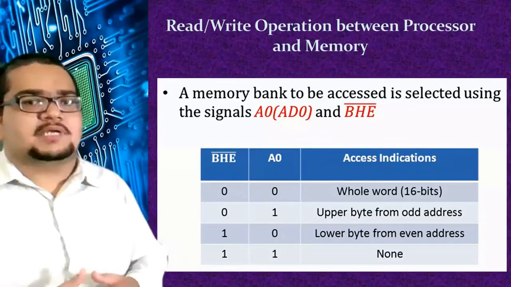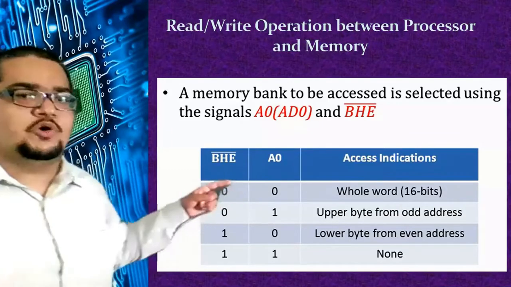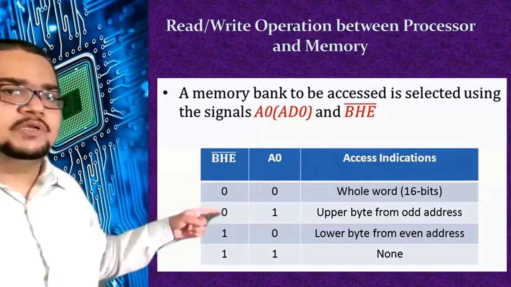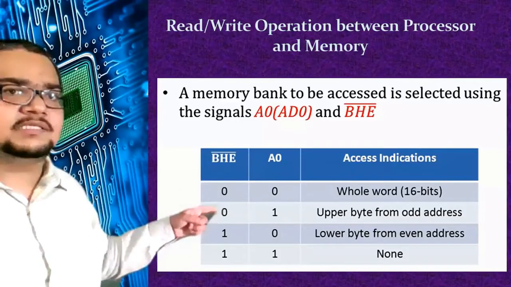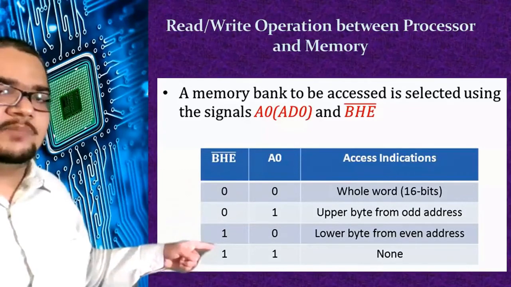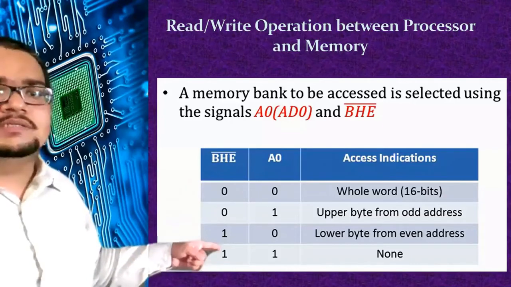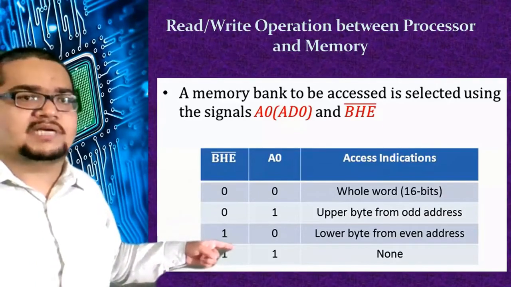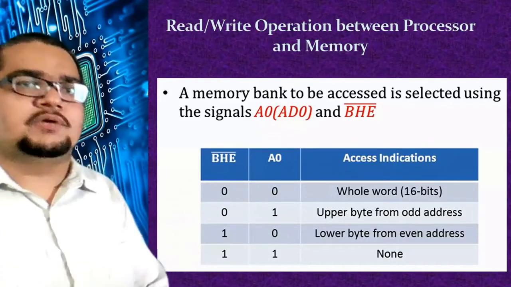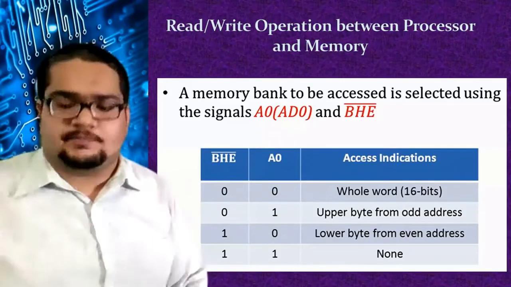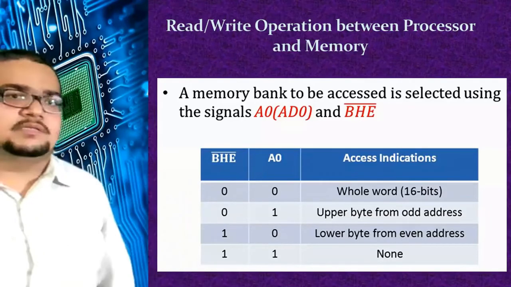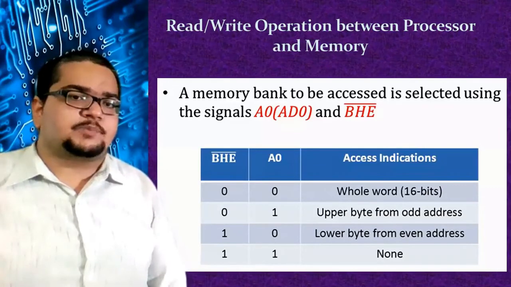So these 4 operations are there. 16-bit operation for 0, 0. Okay, all 16 bits, lower byte and higher byte together. In this, only the higher byte from the odd address, and in this, only the lower byte from the even address. And here, no data operation. When both BHE bar and A0 are 1, no data operation is possible on the data bus. Okay, so this is all about these read-write operations between the processor and memory. We have checked the physical memory organization of the 8086 processor.